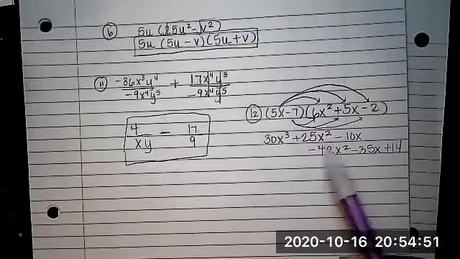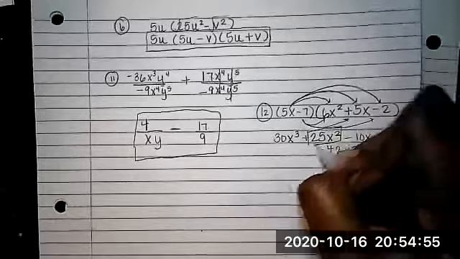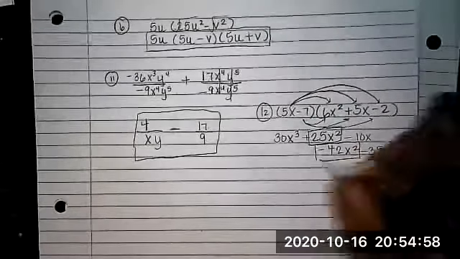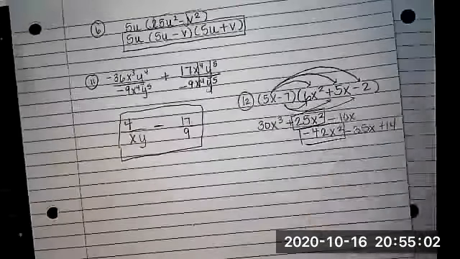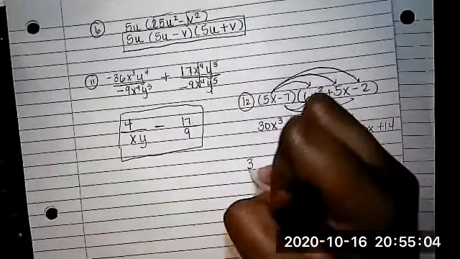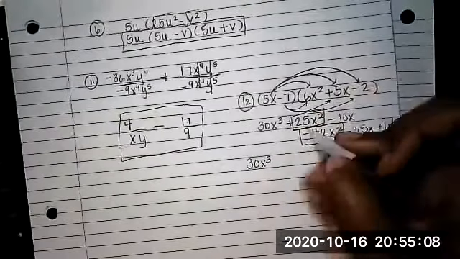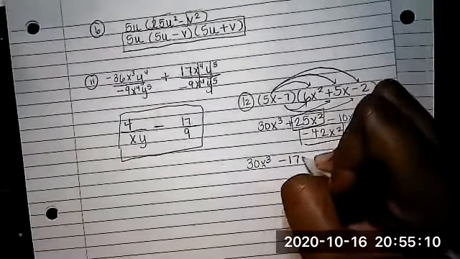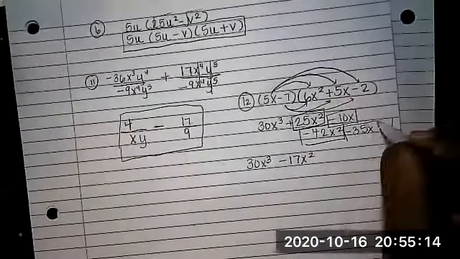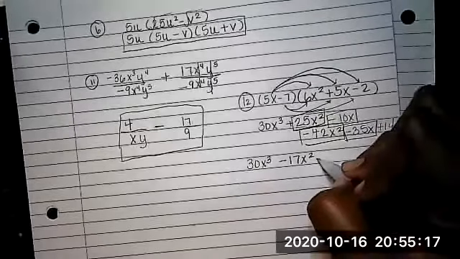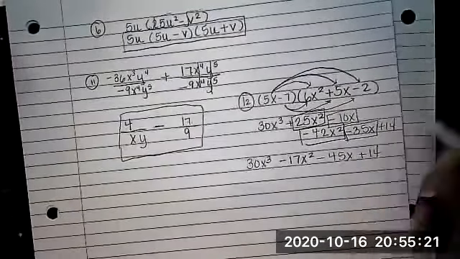So now I'm going to combine like terms. Positive 25x squared and negative 42. So basically 25 minus 42 is negative 17. So we'll have 30x cubed. I just brought that down. And then that becomes negative 17x squared when I combine like terms. And I have negative 10x and negative 35x. That becomes negative 45x plus 14.